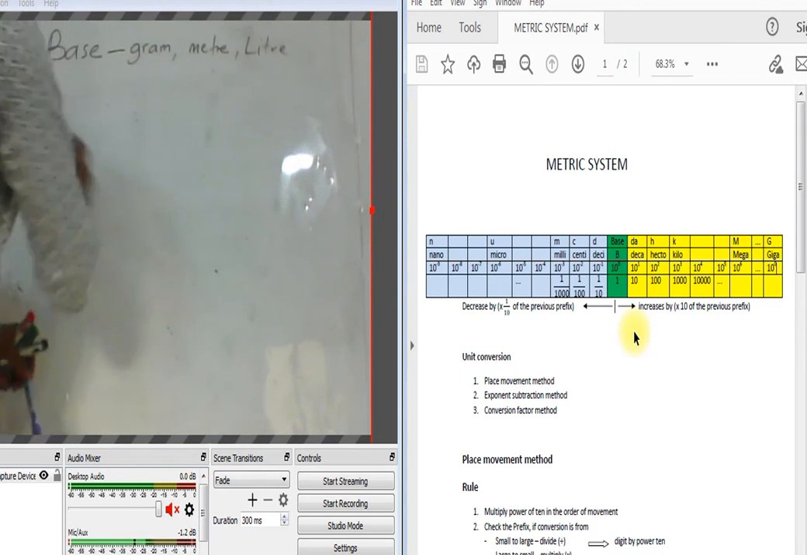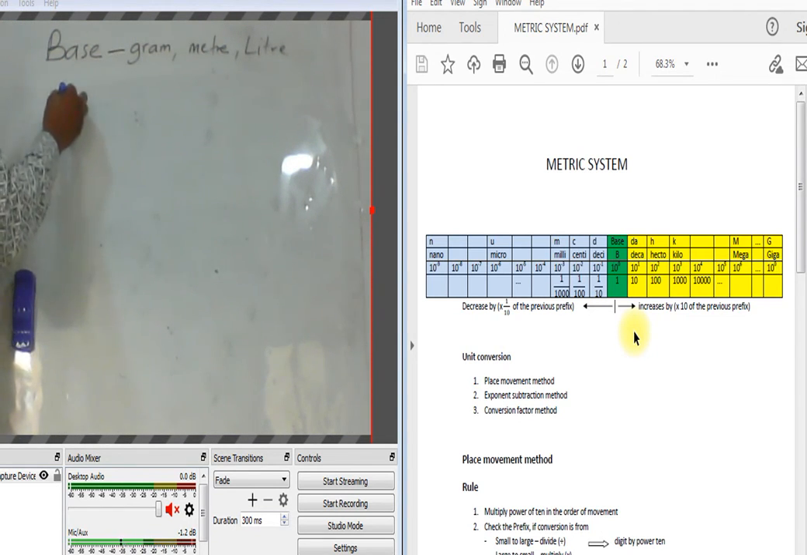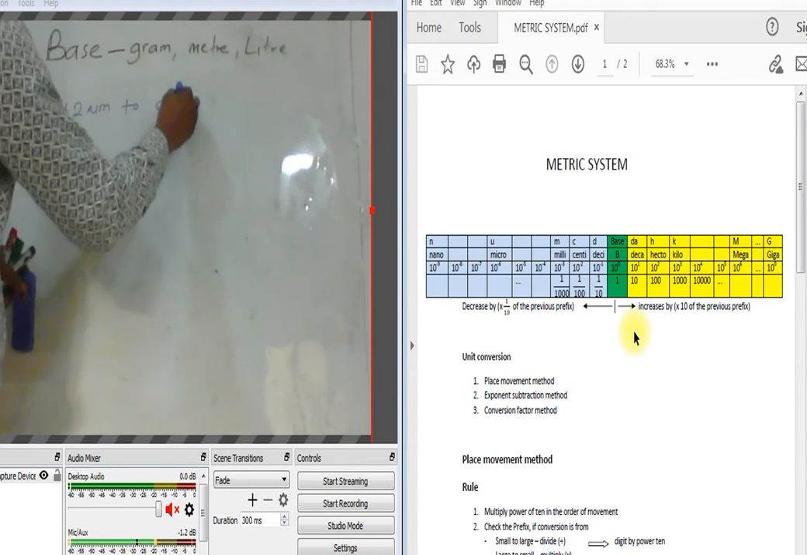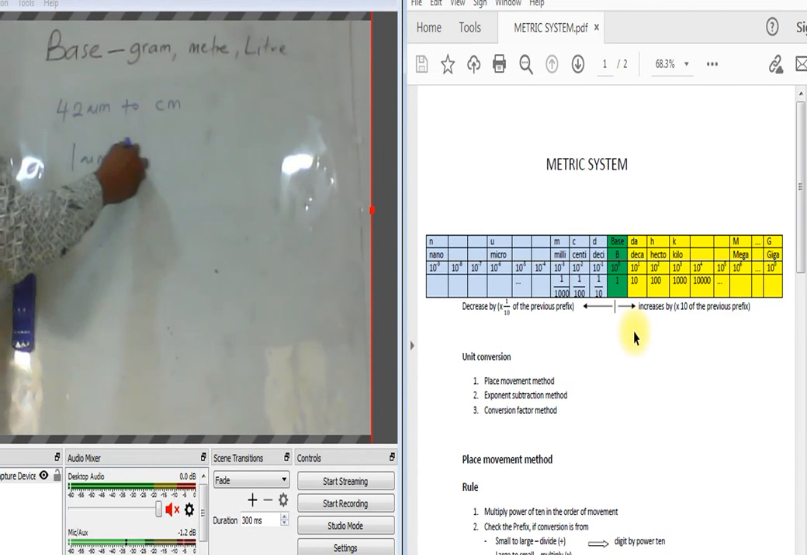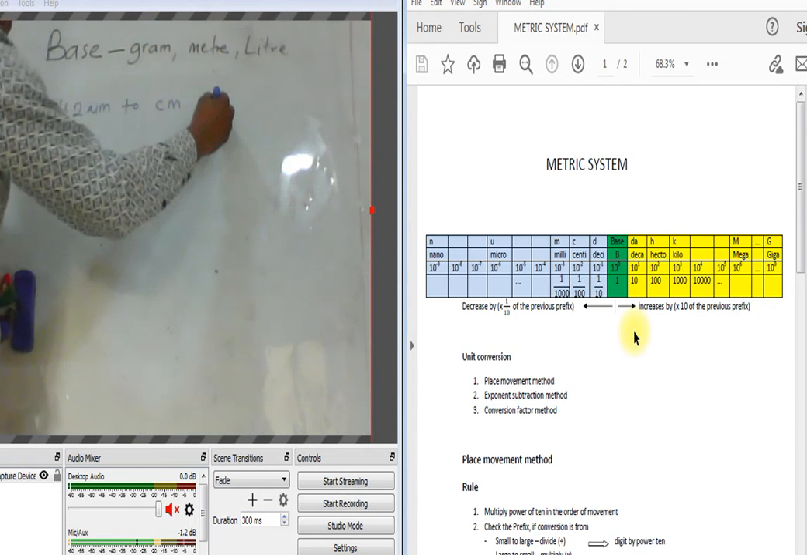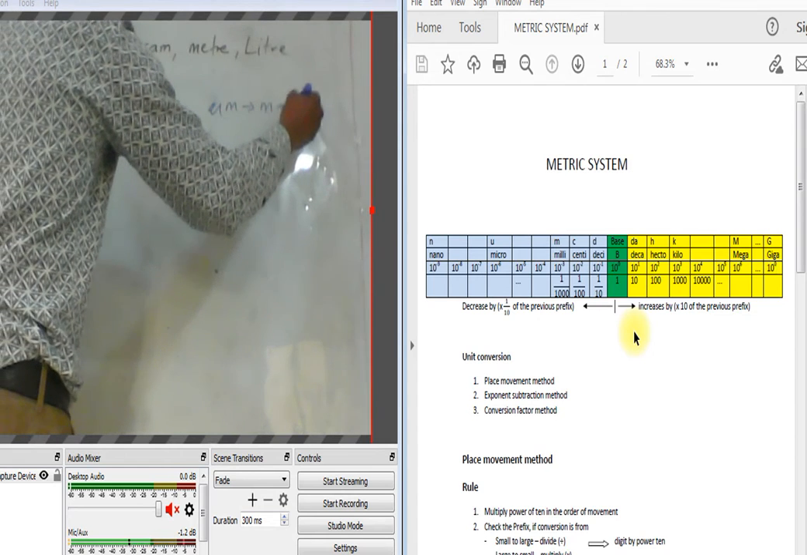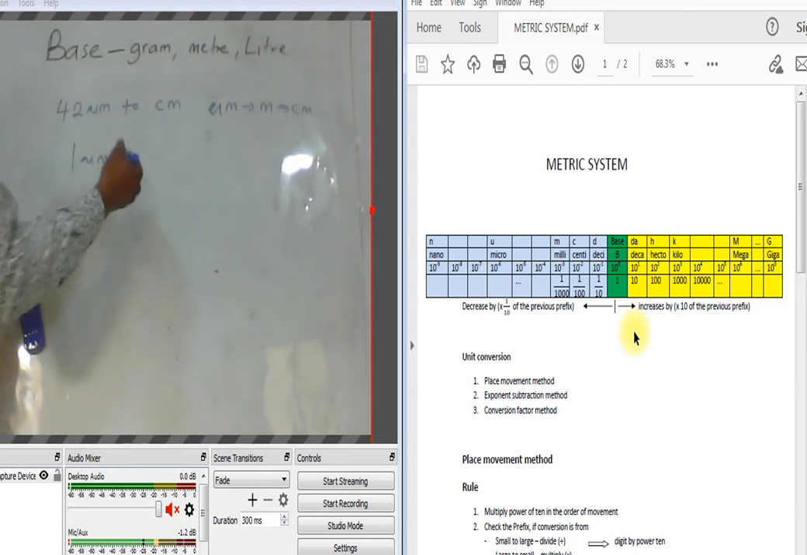That's it when you're using this last method. Now let's solve one more or two more questions, as the case may be, and then wrap it up. Let's take this 42 micrometer to centimeter. Remember, I have to take this step: micrometer first of all to meter, then I take centimeter. But I don't know what micrometer means. 1 micrometer equals how many centimeters?